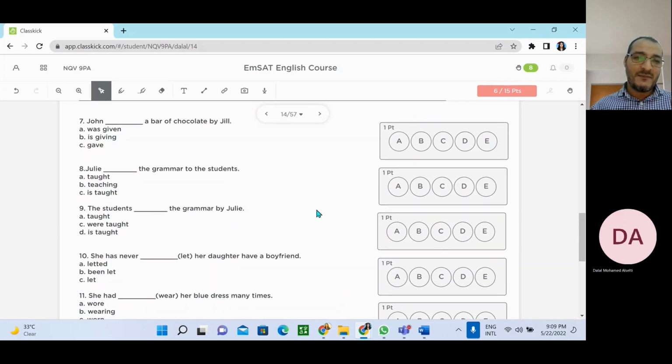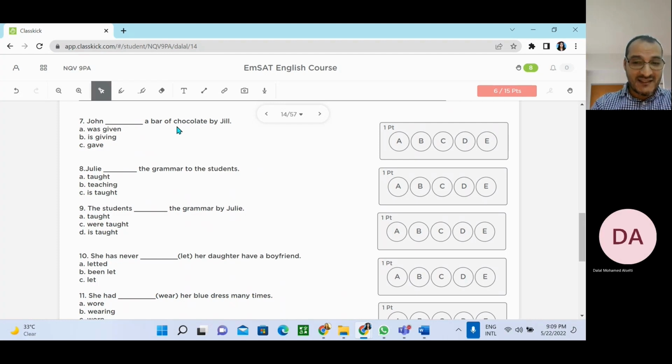What's next? Number 7. John, a bar of chocolate by Jill. Okay, I'm going to give you a clue. Look at the word "by". Who's the doer? Who's the subject of this statement? By Jill. Jill is the subject. Jill gave the chocolate, and John received it.